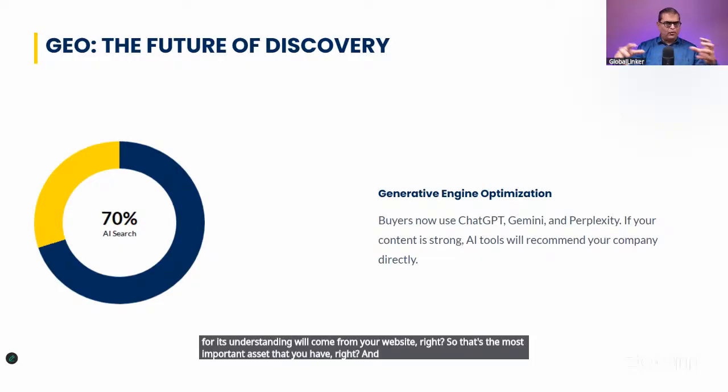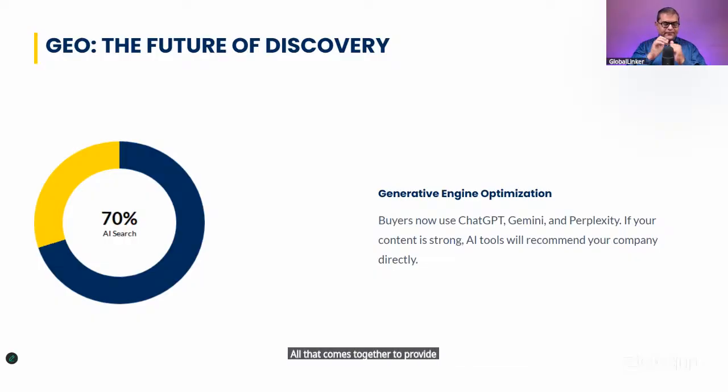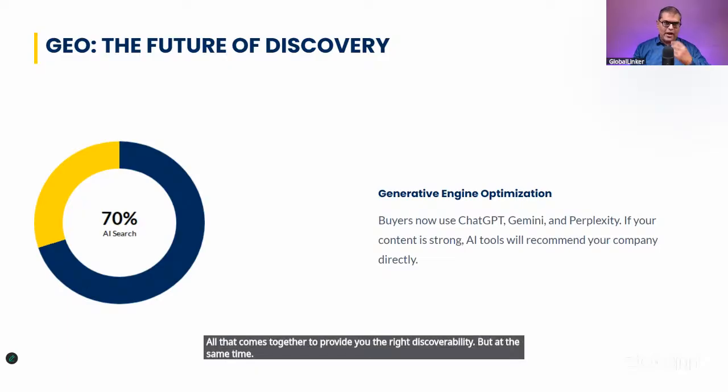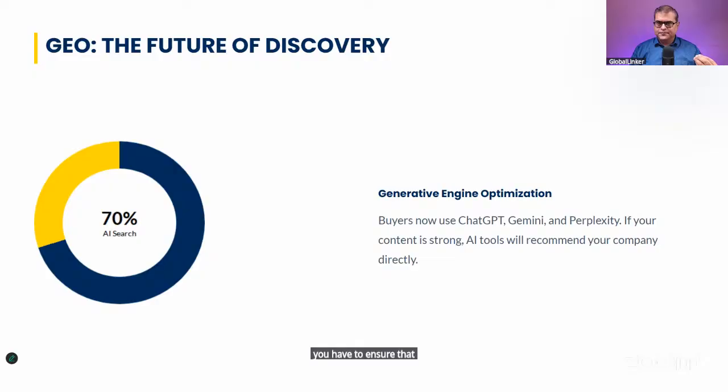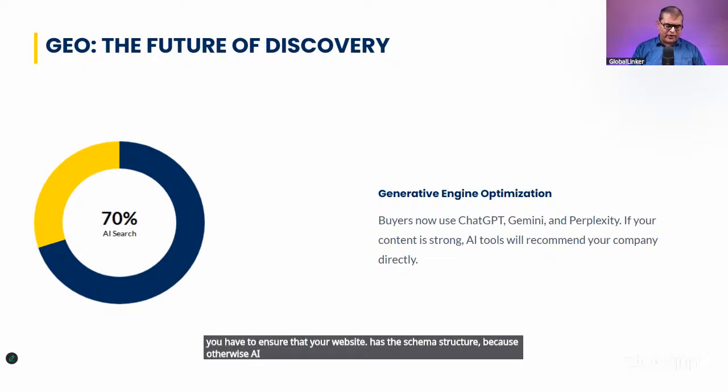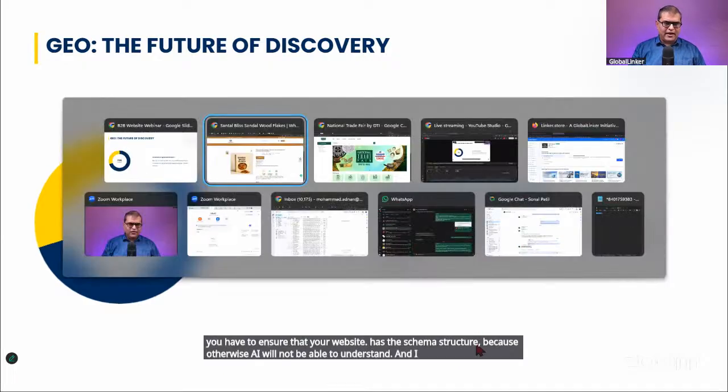And that's where all the elements come into place. So whatever I had been talking about, whether it is information about your business, your certification and compliance, your product, all that comes together to provide you the right discoverability. But at the same time, you have to ensure that your website has the schema structure, because otherwise AI will not be able to understand. And I had been saying that for some time.